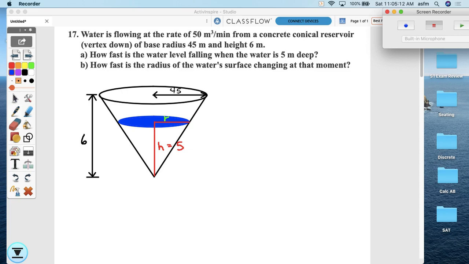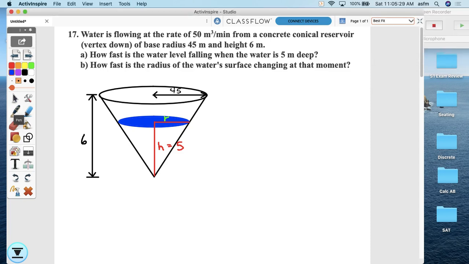And there are two questions that we're asked to find. The first is how fast the water level is falling when the water is 5 meters deep. The second is how fast the radius of the water is changing at that moment. So the first thing we recognize is that in every related rates problem, really, the first thing that we should do is write down the rate that we're given and the rate or rates that we know. So in this case, the rate that we know is the rate of change of volume.